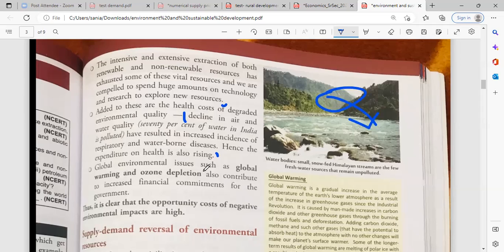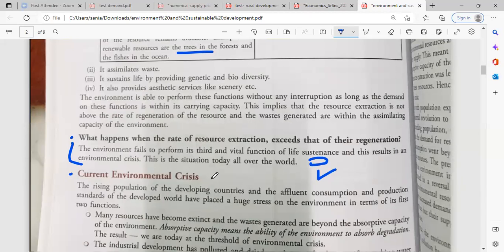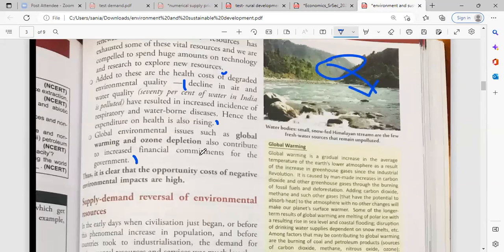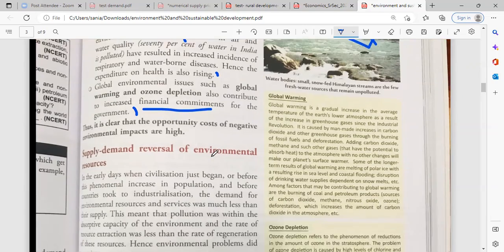Then global environment issues such as global warming and ozone depletion also contribute to the increased financial commitment for government. So now, because of what we are studying, the environment crisis, what is happening? Problems like global warming and ozone depletion are increasing, and now government has to contribute financially to stop this global warming and to reduce the ozone depletion and all that. Clear?